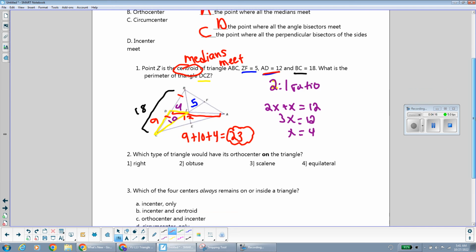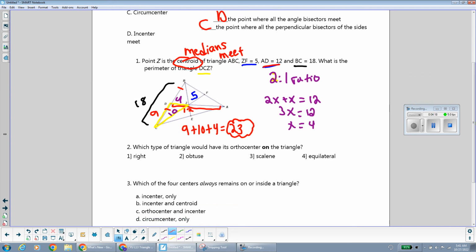Which type of triangle would have its orthocenter on the triangle? We talked about that in class. That would be a right triangle. A right triangle has its orthocenter and circumcenter located on the triangle.